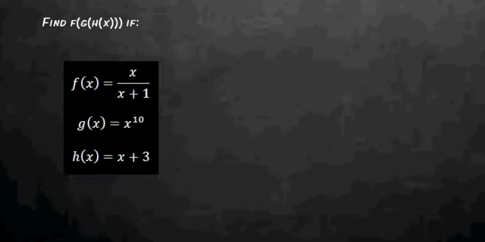So let's take things a step farther. Right now I'm giving you f of x, g of x, and h of x. And what I would like us to do is find f of g of h of x. It's a mouthful, isn't it? But what we're doing is we're going to start from the inside out. We're going to take the h of x function and insert it into the x's of the g of x function. And then we're going to take that answer and insert it into the x's of the f of x function. All right, are you ready?